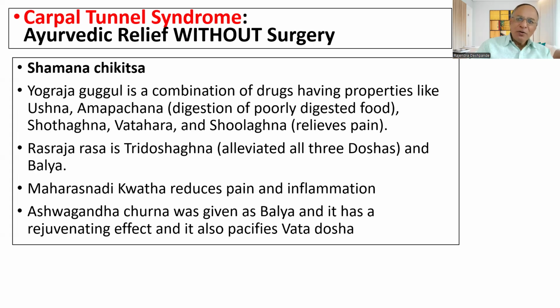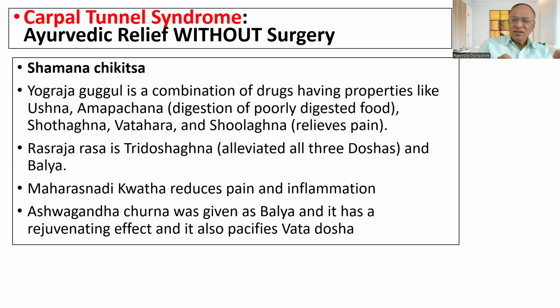Shamana Chikitsa, palliative treatment for carpal tunnel syndrome. Yogaraja Gugulu is a combination of drugs having properties like Ushna, hot in potency, Ama Pachana. Ama is like a toxin, so it is digesting the poorly digested food, that is Ama. Shothagna, anti-inflammatory, Vatahar, taking care of nerve irritation, and Shulagna, that is analgesic or reducing the pain. Yogaraj Gugulu. Next medicine is Rasa Raja Rasa.